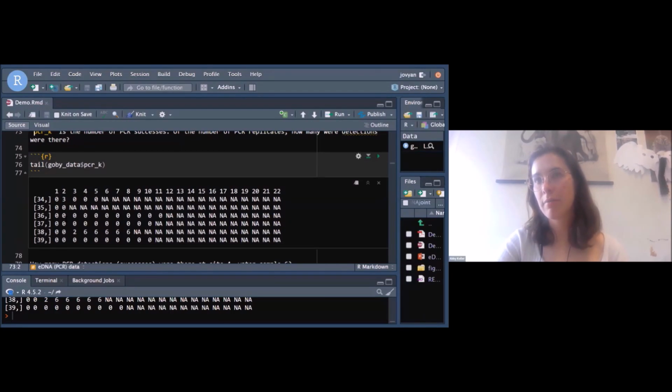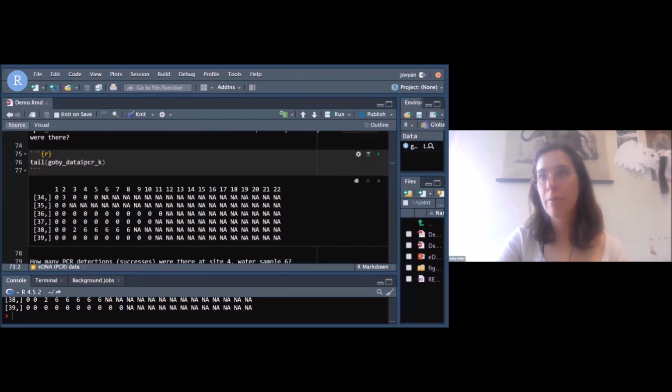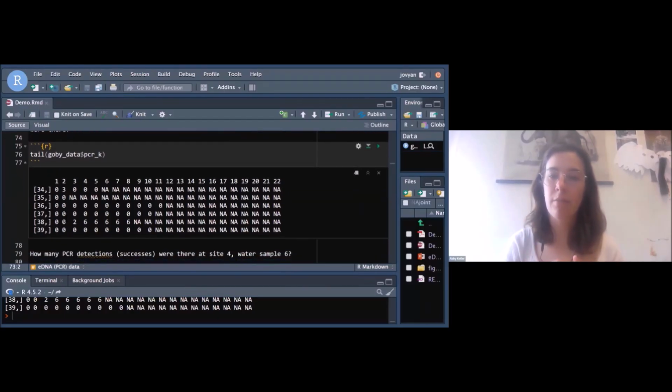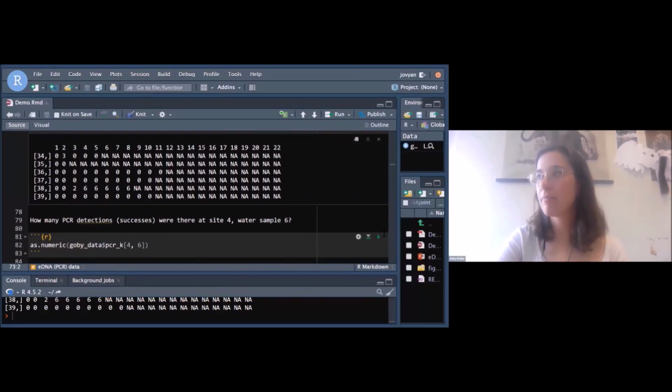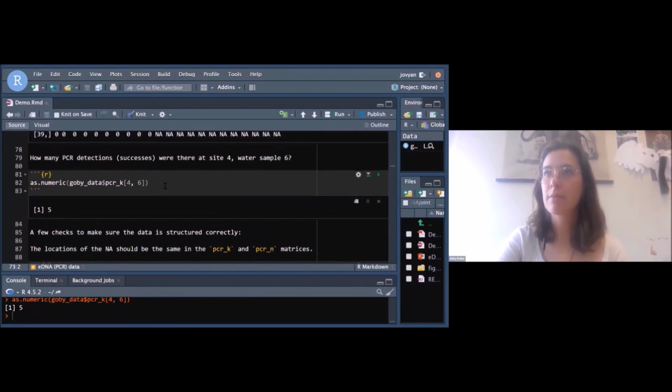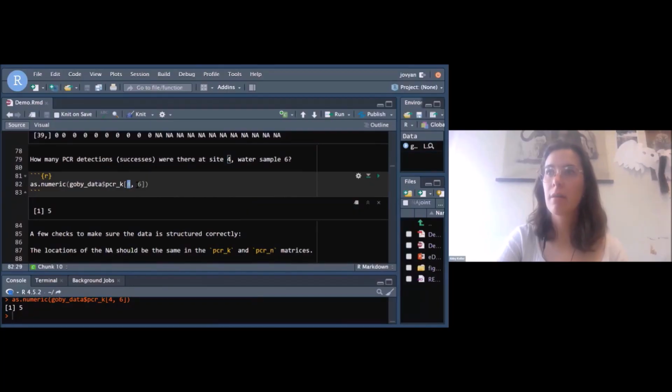And this is the number of replicates: how many of them were successes, how many detections did we have? So for example, site 4, column 6. Of the 6 PCR attempts in that water sample, 5 of them were positive detections, and we had 1 no detection.